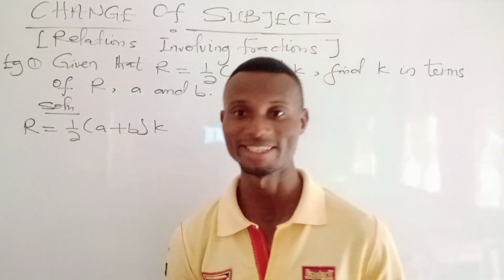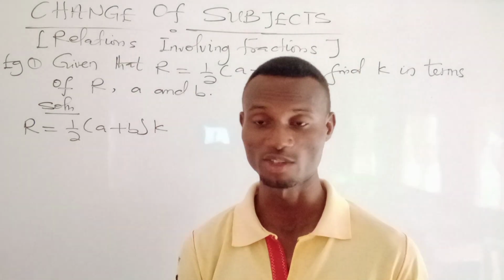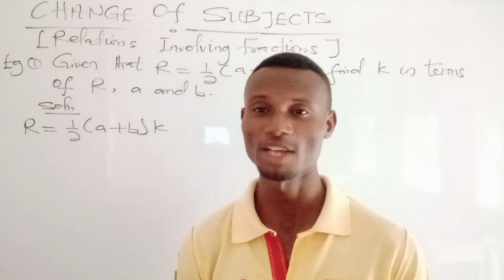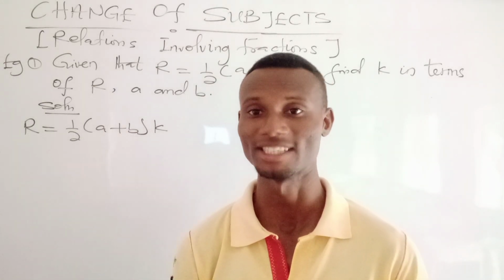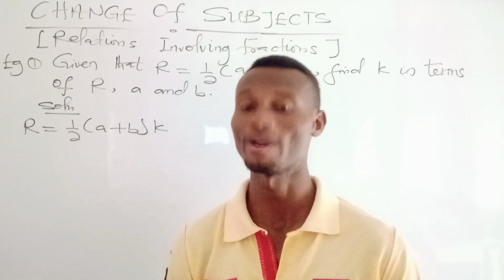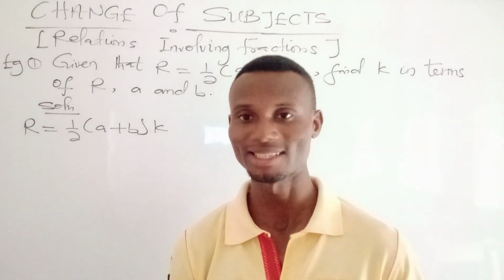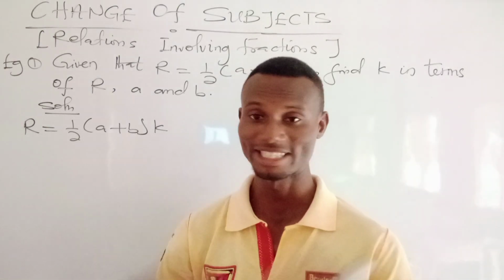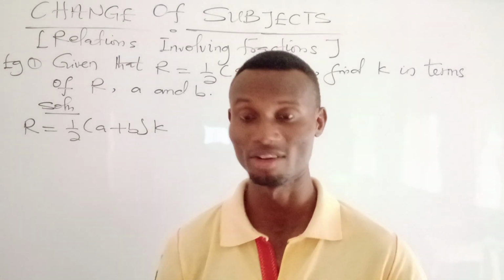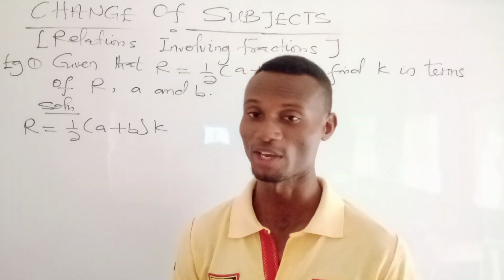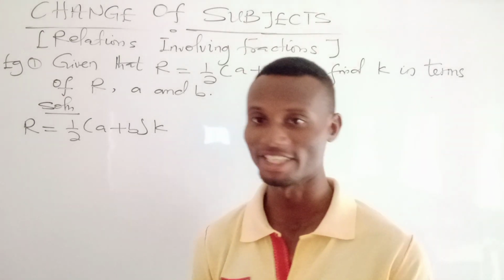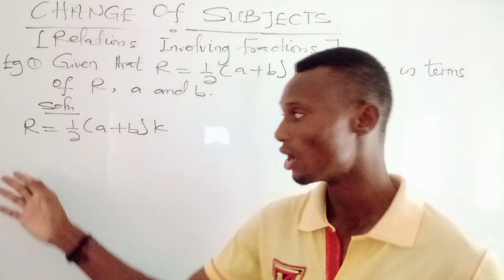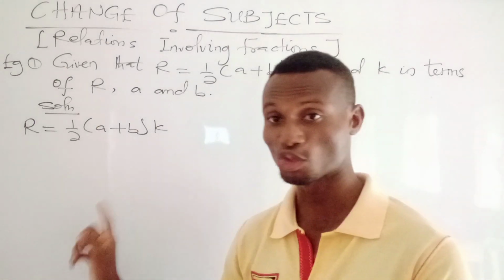I hope the explanation is clear enough up to this point. I said that anytime you have an equation that contains fraction, the first thing to do is to multiply through by the LCM, and we've learned this under linear equation. I've taught you linear equation, so just search for the videos that I've done on linear equation and watch them, so that you can get a good foundation to handle this as well. So we are going to multiply through by the LCM, which is 2.